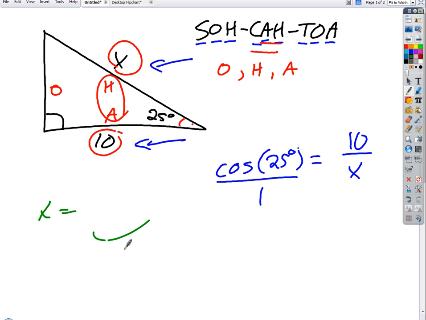Nicholas? You switch the cosine 25 degrees by x. Ah, okay, good. Remember, we had a property.